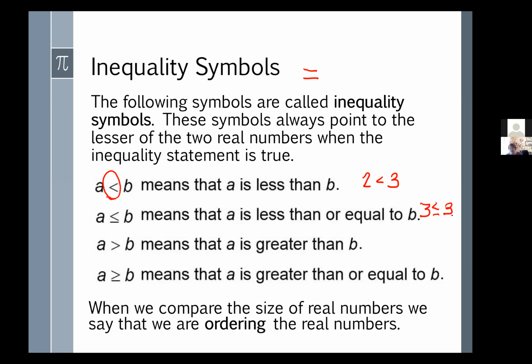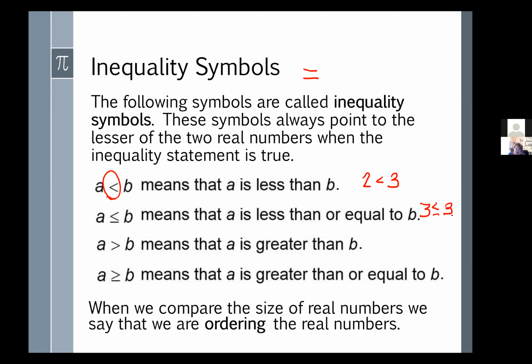So when the arrow points to the right, again, the arrow is pointing to the smaller number. But what we say is A is bigger than B. A is greater than B. So that third inequality symbol is read A is greater than B. A is to the right of B on the number line. It's the larger of the two numbers.